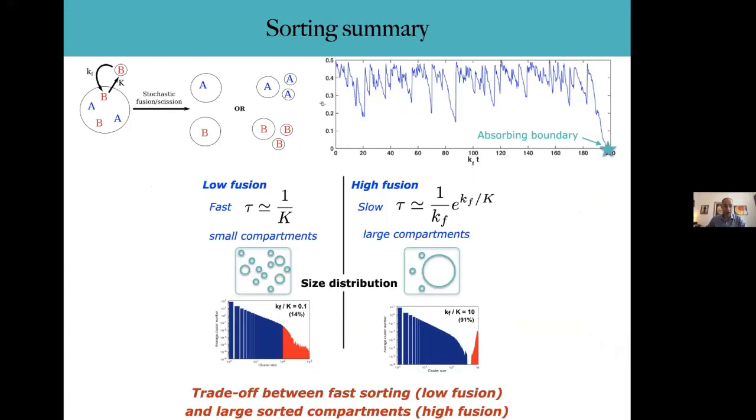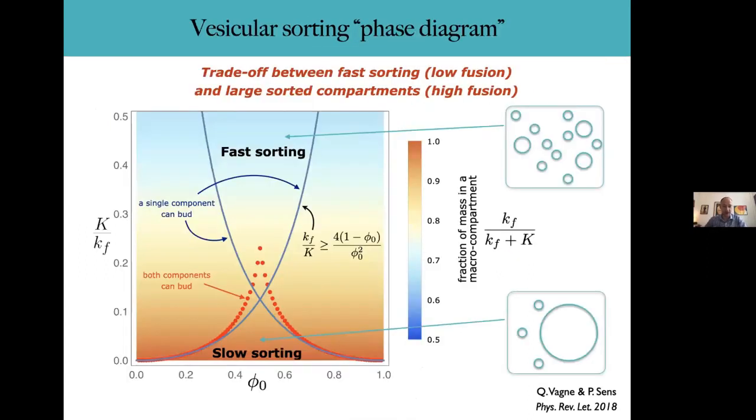So now, if you couple this with the fact that the size distribution of the compartments, once they are sorted, can also depend on the ratio of the budding over the fusion rate, and that if fusion is very fast, then you have large compartments, but if fusion is very small, then you have very small compartments, you can have a sort of sorting phase diagram, which looks like this. So here you have the ratio of budding over fusion. Here you have the composition of the initial compartment.